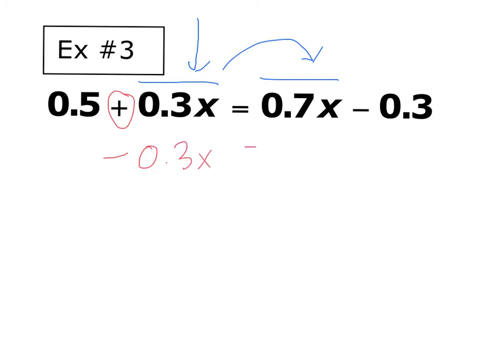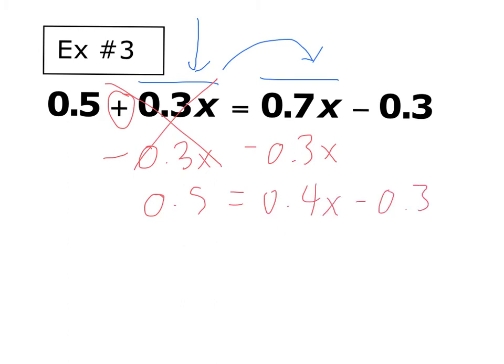Do that on both sides. Those 0.3x's cancel. And then we have 0.5 left over here, and if you have 0.7x and subtract 0.3x, you have 0.4x and minus 0.3. Okay, so let's go ahead and solve this. We have a two-step equation. We want to undo subtraction with addition.